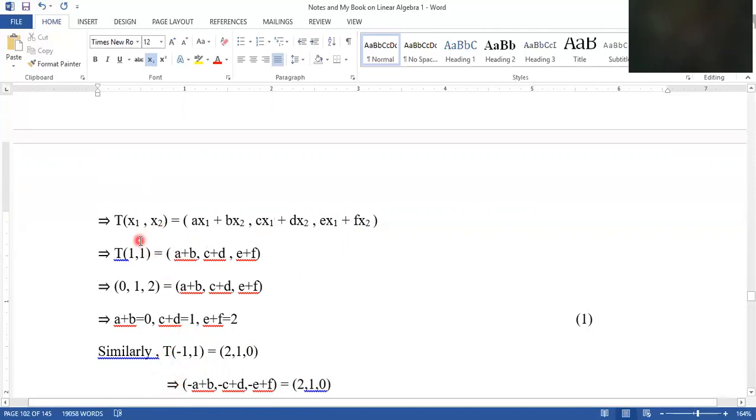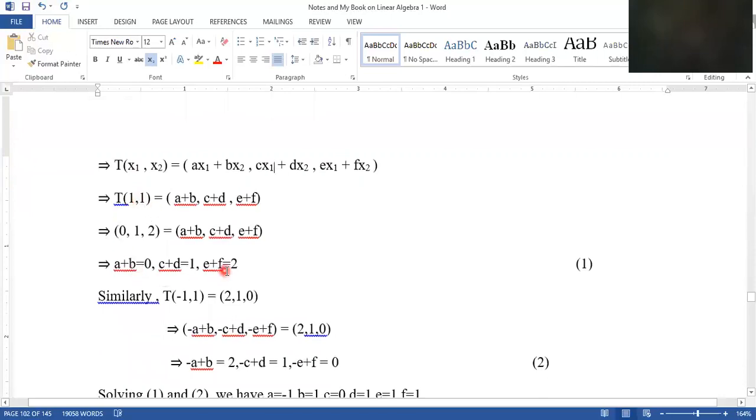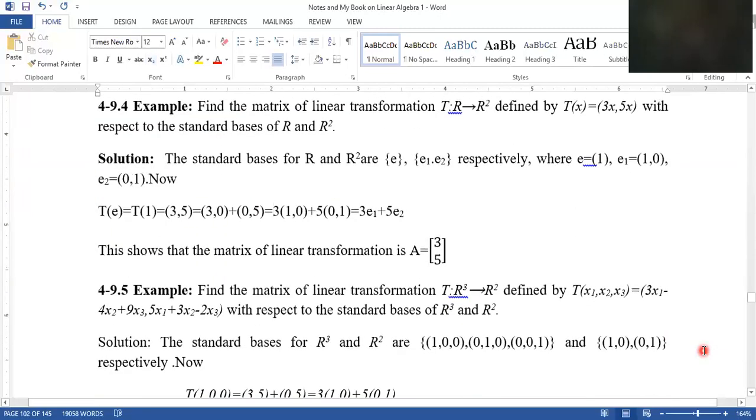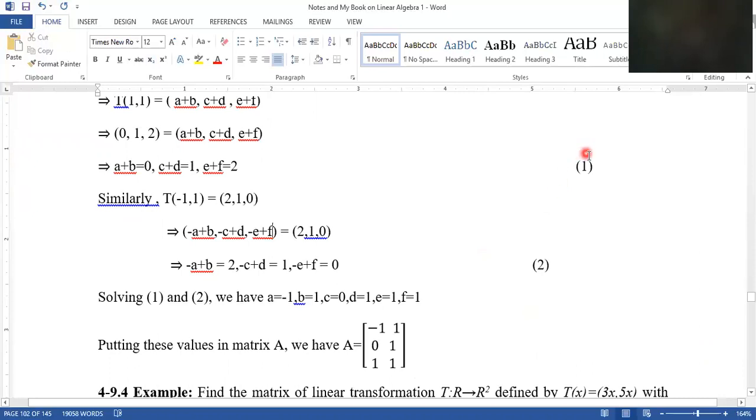We put the linear transformation over here: in place of x1 we place -1, and in place of x2 we place 1, and this is equivalent to this. Once again we compare, as we did in the previous step, so we get three equations in terms of a, b, c, d, e, f, which we have to determine. Dear student, we have to solve this system of equations given in equation 1 and 2. Ultimately we get a = -1, b = 1, c = 0, d = 1, e = 1, f = 1.